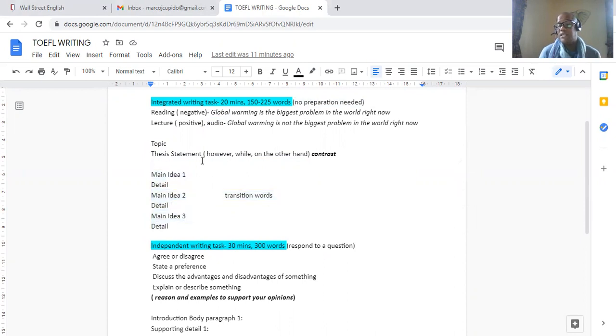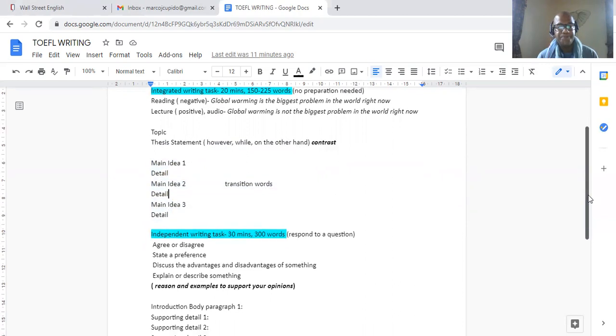So what does your essay look like? It looks like there is the topic, global warming. The thesis statement. The reading piece introduces us to global warming as the biggest problem in the world. On the other hand, the lecture shows us that global warming is not the biggest problem in the world. And then you provide your three main ideas as well as your three details of each. And that is your essay done and dusted.